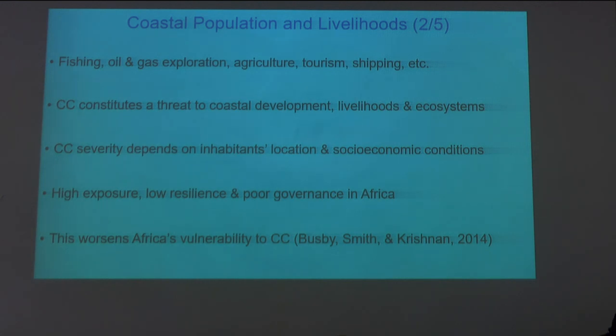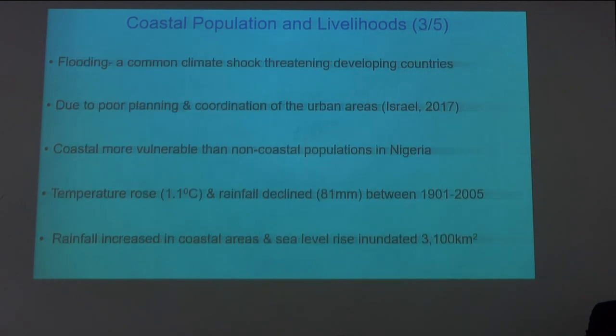And also the severity of climate change on inhabitants of coastal areas will depend on the location of the individuals as well as the socio-economic conditions. Coastal areas are vulnerable due to the fact that they are highly exposed, and also they have low resilience, and due to poor governance in Africa generally. So this puts Africa in a very vulnerable situation in terms of climate change effects on coastal areas.